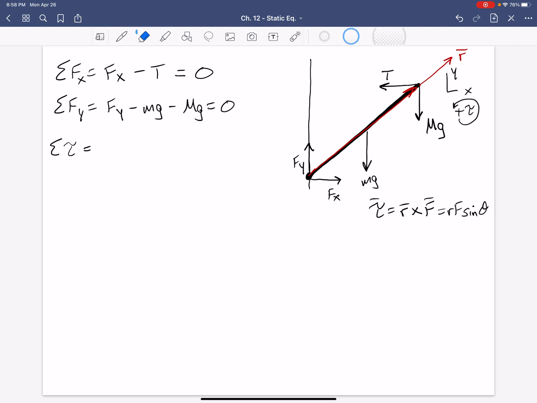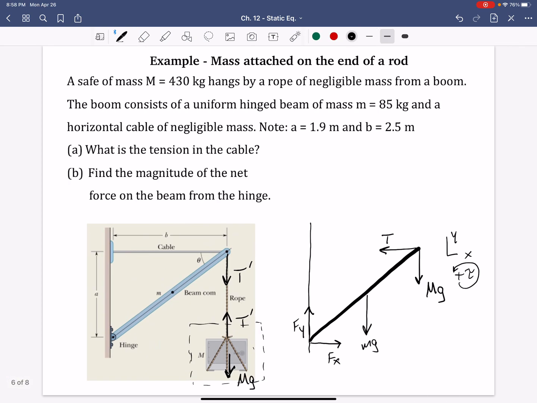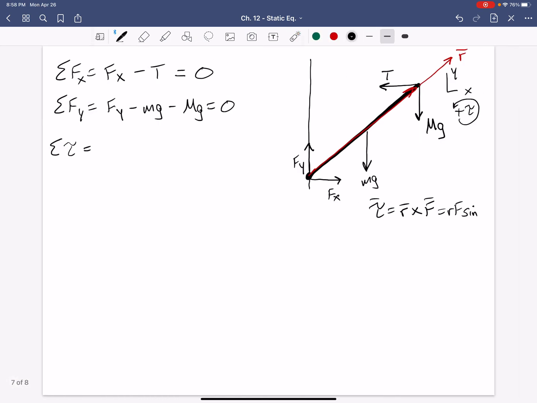And I really shouldn't write theta here, because what does the problem say theta is? The problem says theta is right here, the angle in between the horizontal cable and the beam. So we actually need to mark that. That's theta. The magnitude of torque is RF times the sine of the angle in between those two forces.